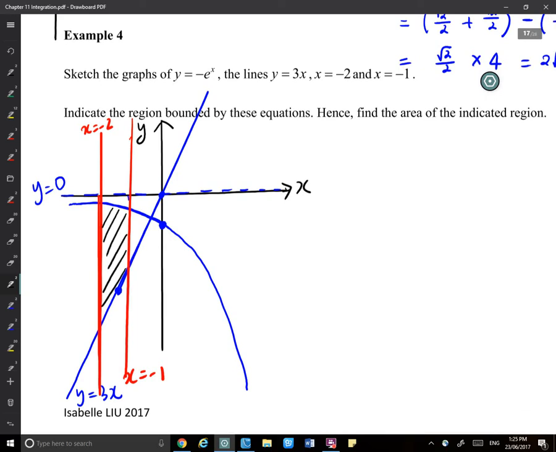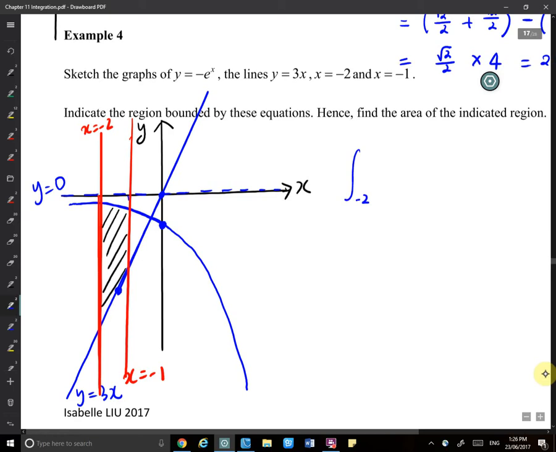This region starts from negative 2, finishes at negative 1, and the exponential graph is above the linear. So basically you want the integral from negative 2 to negative 1 of e to the power of minus x, in the front, and you... not there. It's minus e to the power of x like that, and you will subtract 3x, dx. Okay, the exponential is here.